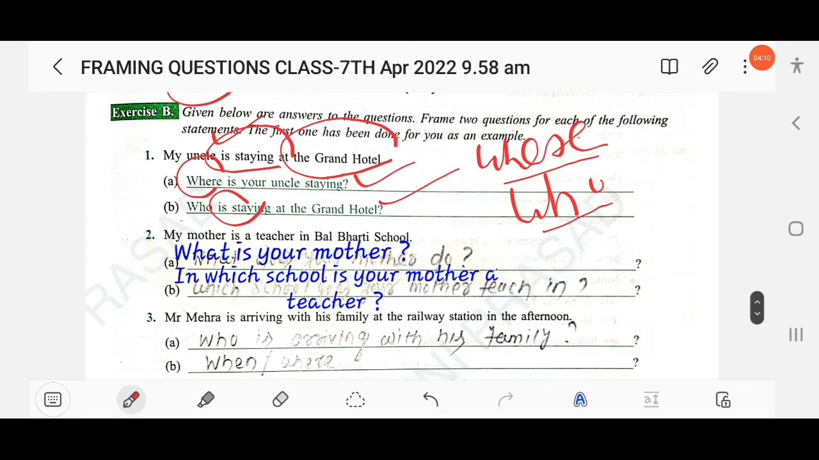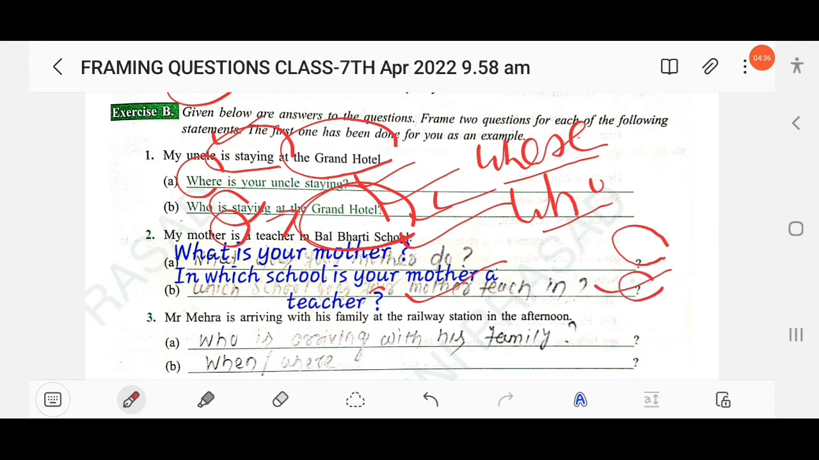The next: my mother is a teacher in Bal Bharti school. Here simple present tense is used, is. So here you have to use: what is your mother? Then here the school name is provided, so you have to use: in which school is your mother a teacher? Then use a question mark at the end; here the question mark is already used at the end of the sentence.